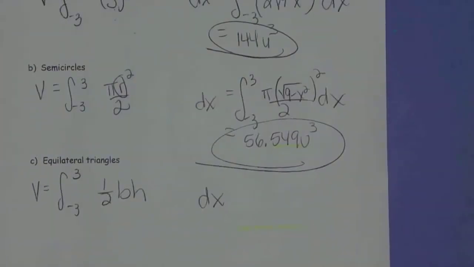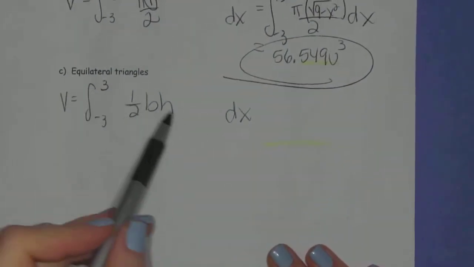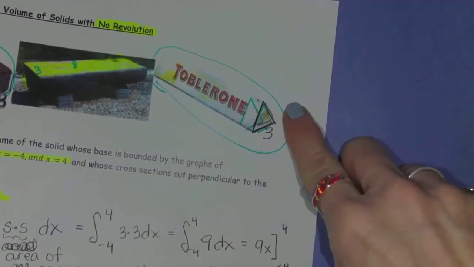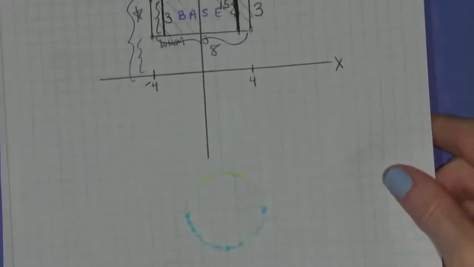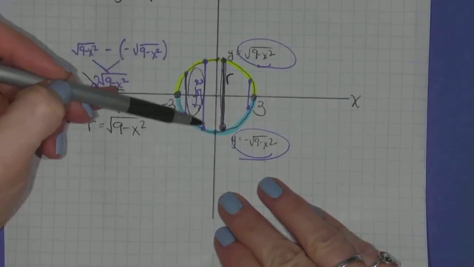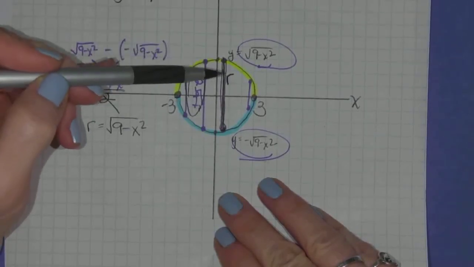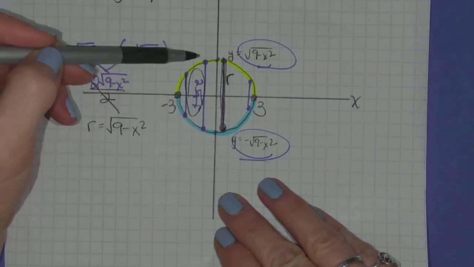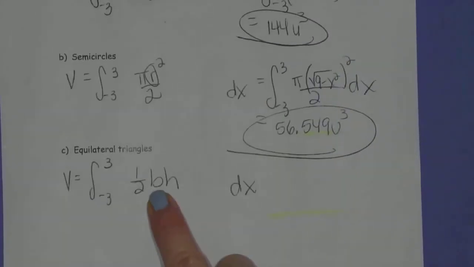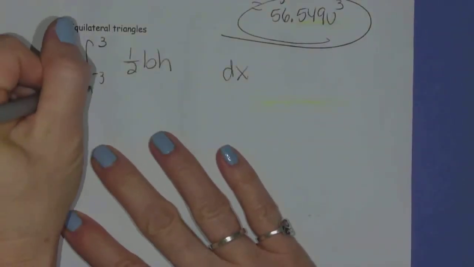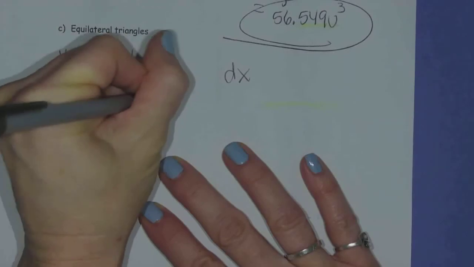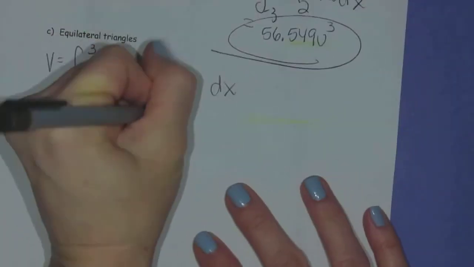And last but not least, equilateral triangles. 1/2 base times height. Now again, this is like the Toblerone. Remember him? The base is already established right here. It's still just this length, 2 root 9 minus x squared. And if you grow out the equilateral triangle, all sides are going to be 2 root 9 minus x squared. So we've got the definite integral from -3 to 3 of 1/2 times 2 root 9 minus x squared. But now I have to find the height.